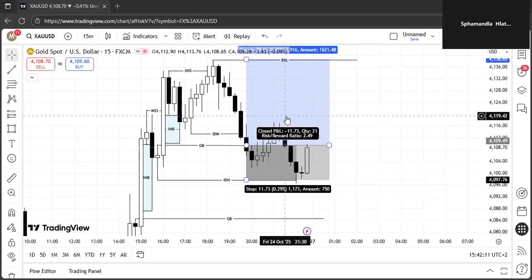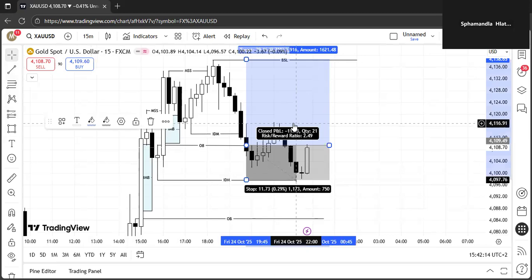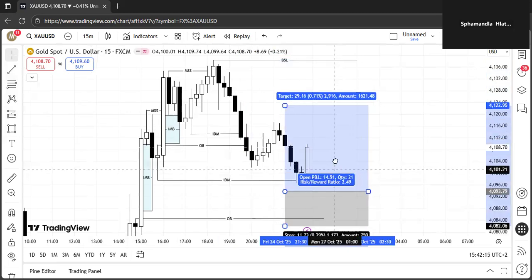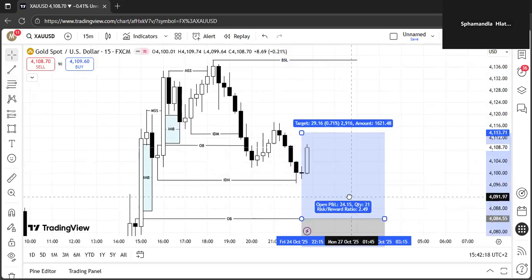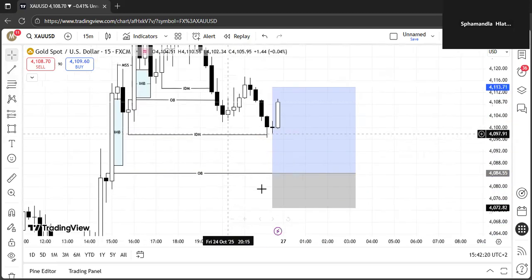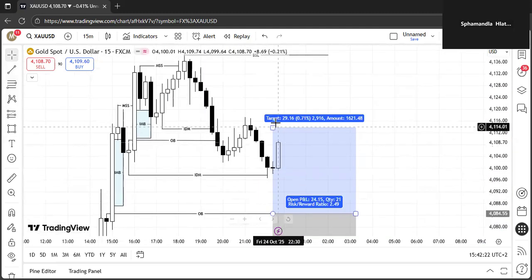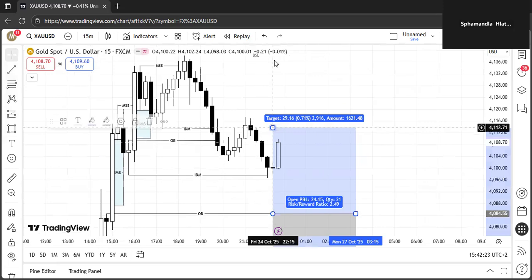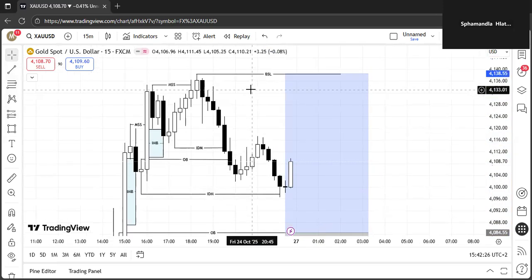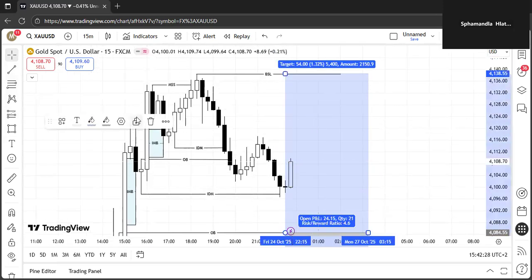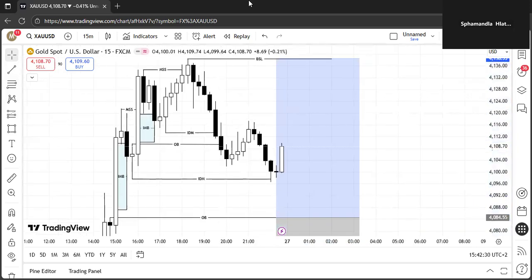Yeah, I'm hoping the same thing as well. Since it didn't respect the second one, I'm hoping that maybe it can come to this one and then go to our desired TP. But for the time being, I'm not sure. I'm just estimating.